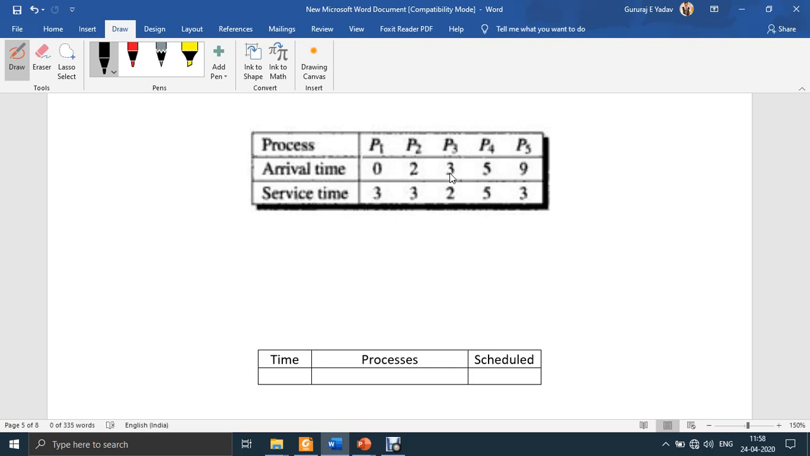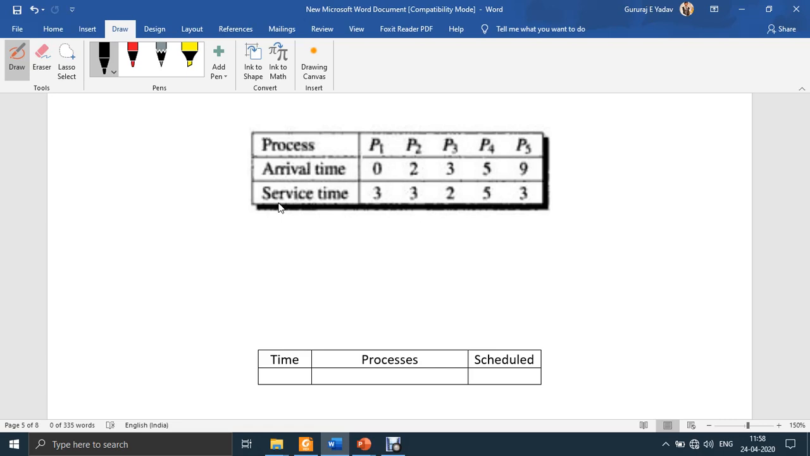For P3, the arrival time is 3 milliseconds. For P4, the arrival time is 5 milliseconds, and for P5, the arrival time is 9 milliseconds. Similarly, one more column is service time. So the service time is nothing but the execution time.